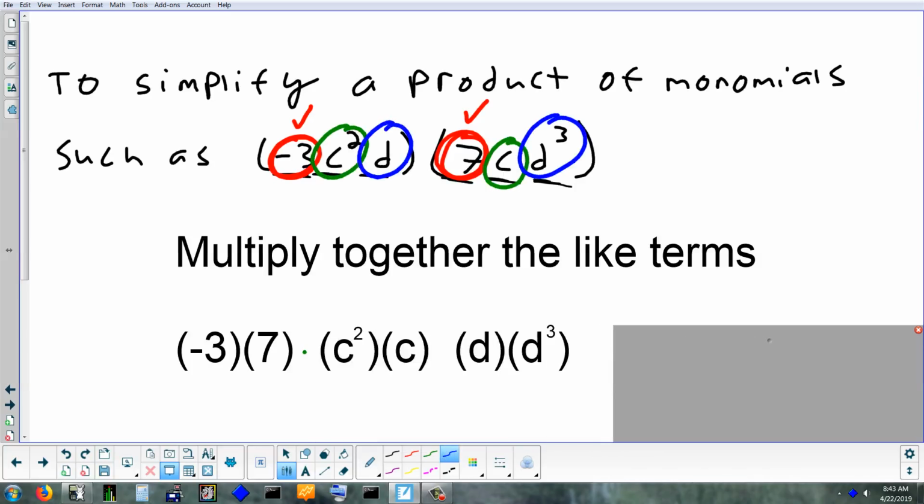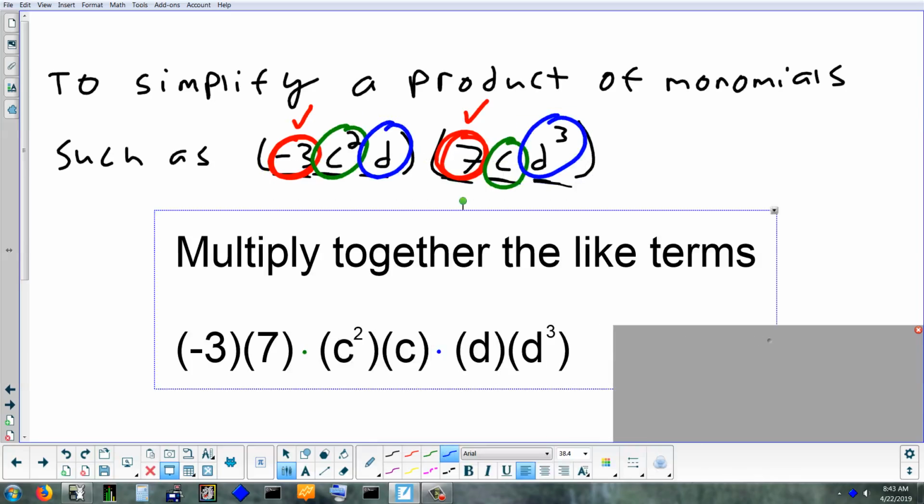That's the exact same problem. 1, 2, 3, 4, 5, 6 things all multiplied together. It's just we put them in a different order. So we put the numbers next to each other. We put C's next to each other. We put the D's next to each other. We just regrouped it so like terms were next to each other.